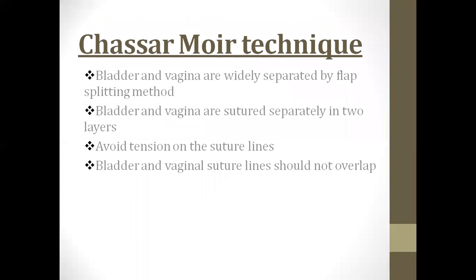This is a Chassar Moir technique. Bladder and the vagina are widely separated by the flap splitting method. Bladder and vagina are sutured separately in 2 layers. Avoid tension on the suture lines. Bladder and vaginal suture lines should not overlap.